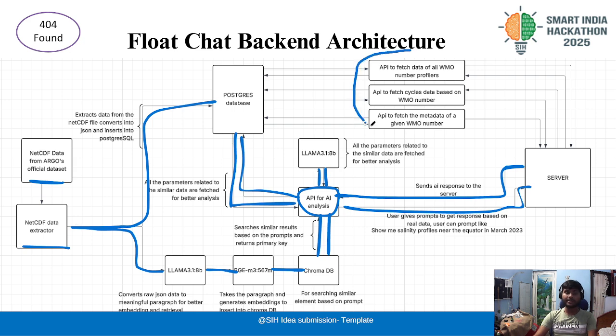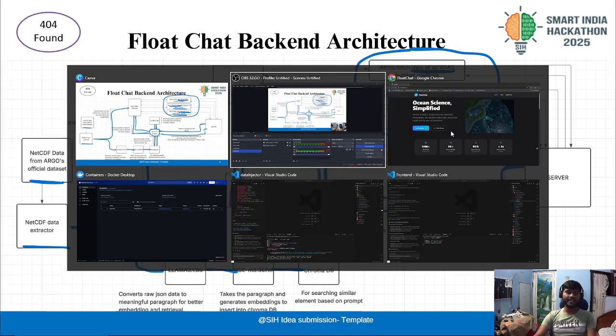Now, the other API endpoints which we have made are used for the front-end data visualization. First, we can get all the WMO numbers, all the profilers which are present in the database. Second, we can fetch all the cycle data based on a particular profiler WMO number. Third, we can fetch all the metadata of a particular profiler based on the WMO number. So let us look at this in action.